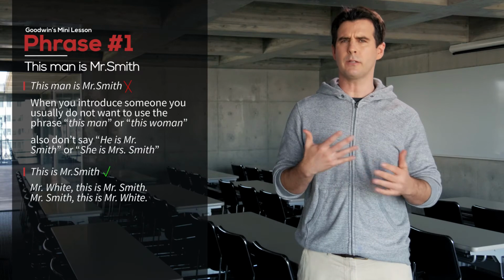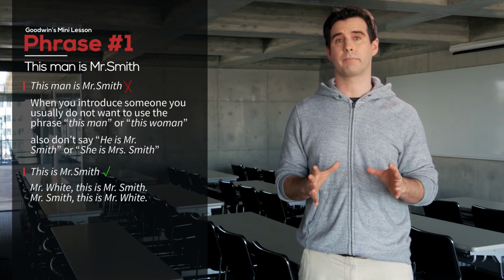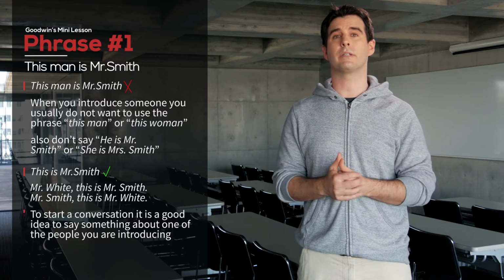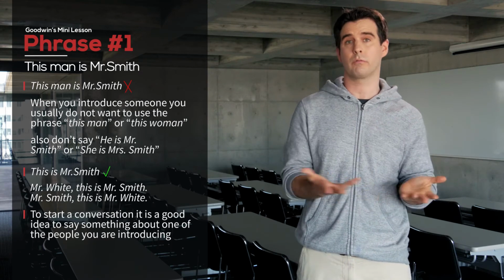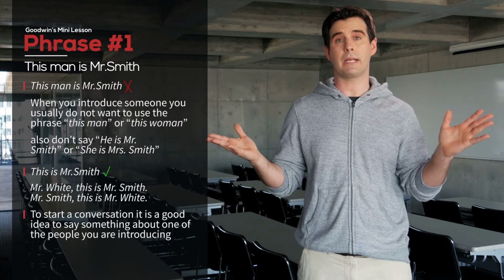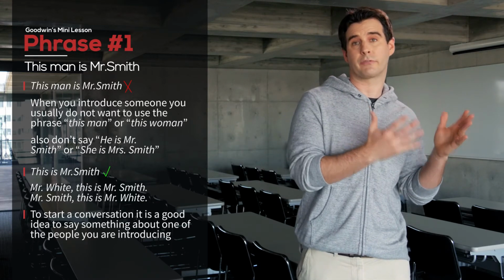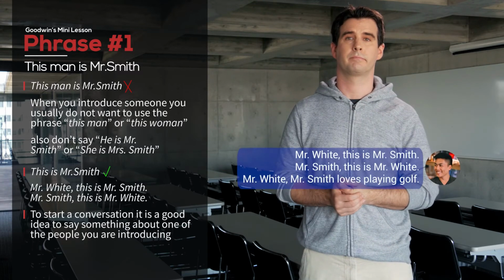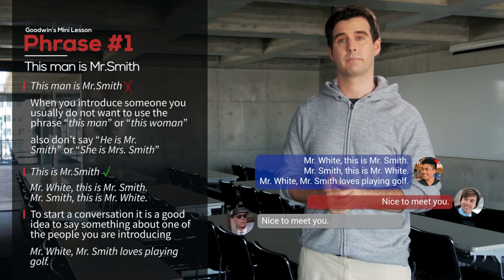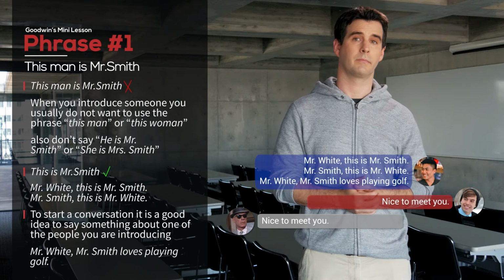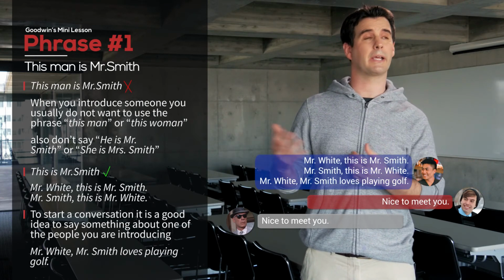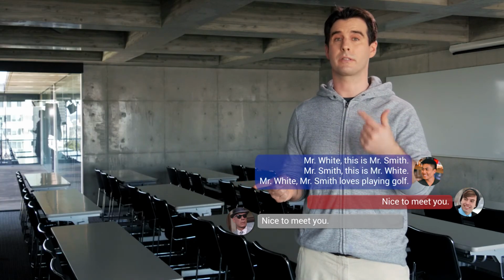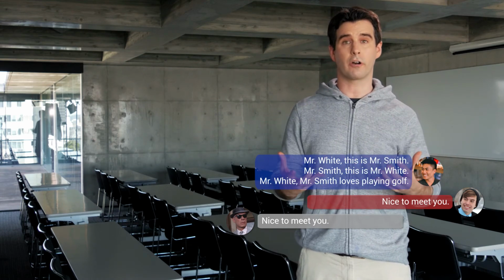But we can do a little better than this. If we can, we want to help Mr. Smith and Mr. White start a conversation. We can do this by saying something about Mr. Smith or Mr. White. This can really be anything. It could be about where Mr. White is from. It could be about Mr. Smith's hobby. Like this. "Mr. White, this is Mr. Smith." "Mr. Smith, this is Mr. White." "Mr. White, Mr. Smith loves playing golf." And from here, Mr. White and Mr. Smith can use the subject of golf to start their conversation.